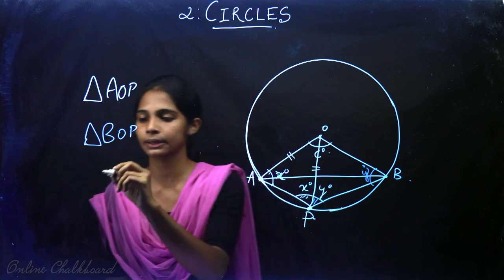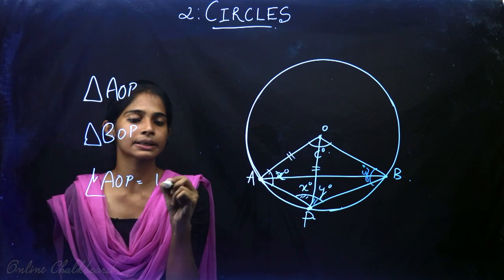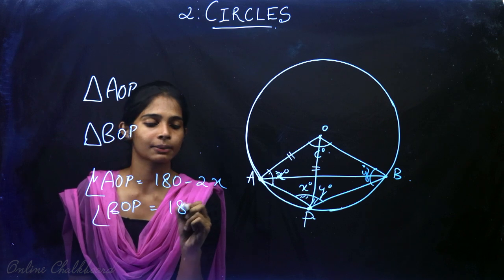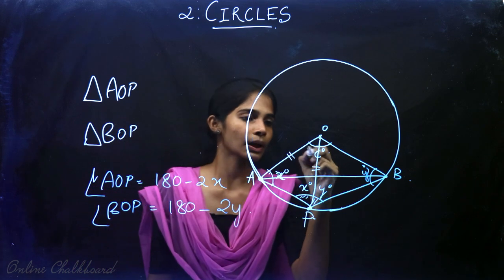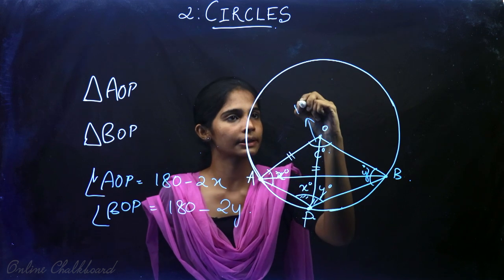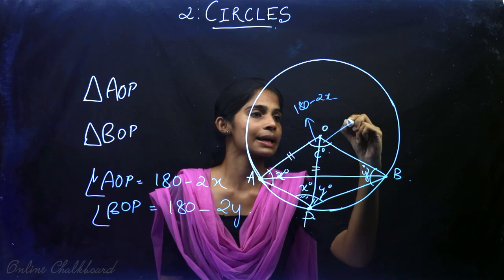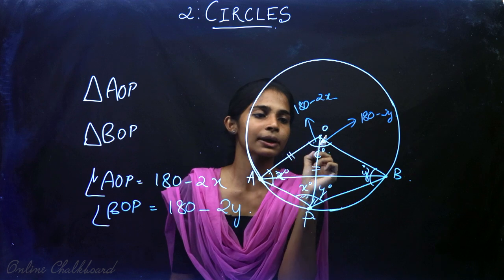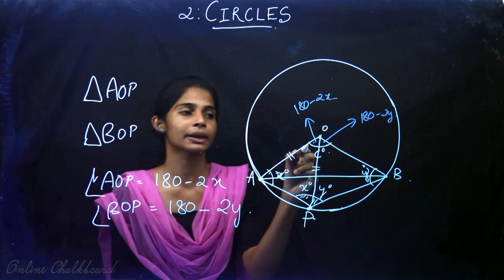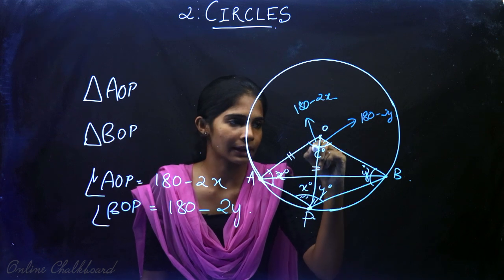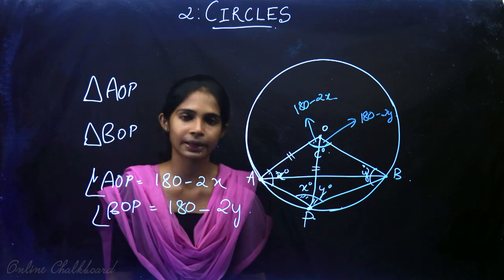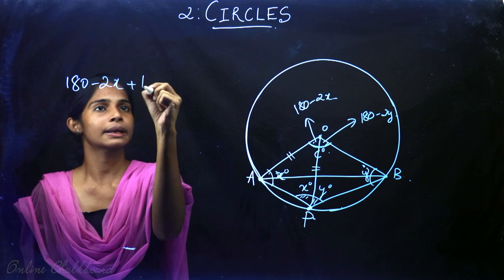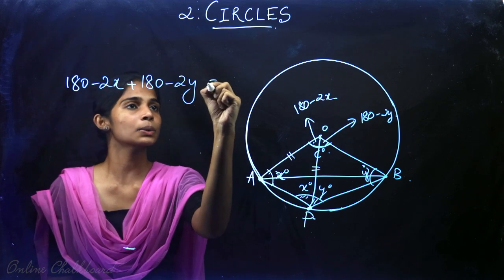We have three angles. Angle AOP is 180 minus 2x. That's why angle BOP is 180 minus 2y. Now this angle is 180 minus 2x and this angle is 180 minus 2y. You can see in the picture, 180 minus 2x and 180 minus 2y add up to this full angle, that is the angle C. So we can write 180 minus 2x plus 180 minus 2y is equal to C.